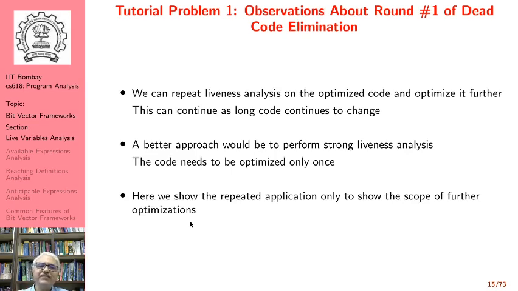This implies that we perform an analysis and include the transitive effect of the possible deletions that can happen, and then we need to optimize the code only once, but that we shall do in module 3. For now, we show the repeated applications only to show the scope of further optimizations. This is not how a practical compiler would actually do it.